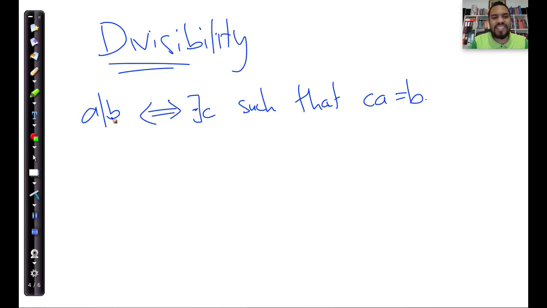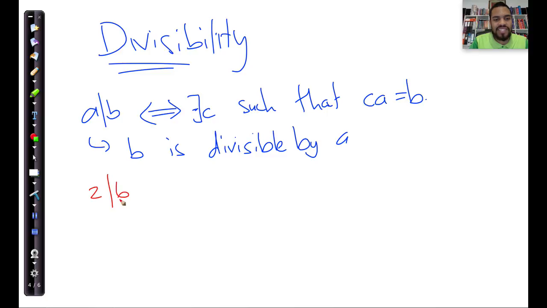What does this mean? This is saying that A divides B. In other words, B is divisible by A. So let's use a real example. Let's take the number 2, and I'm going to use red because that's the definition. So 2 divides 6. In other words, 6, that's the B, is divisible by 2.